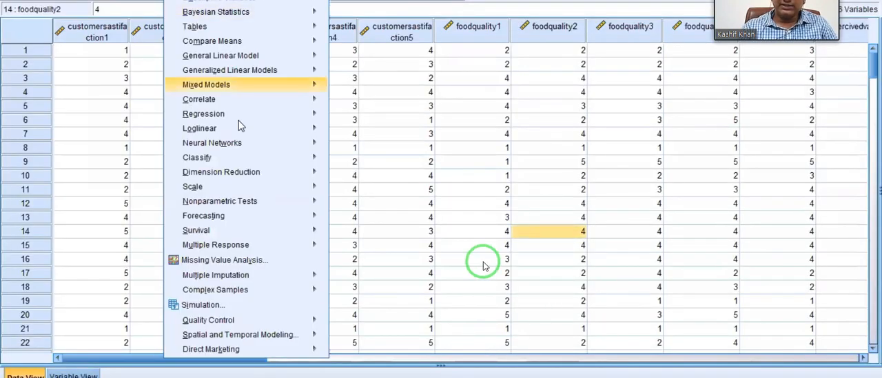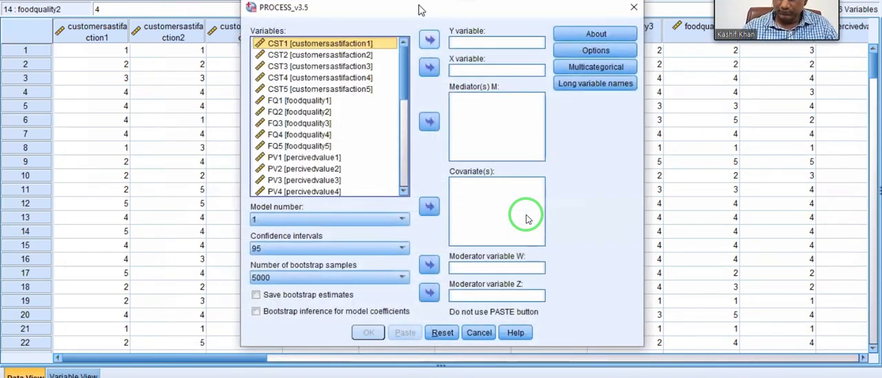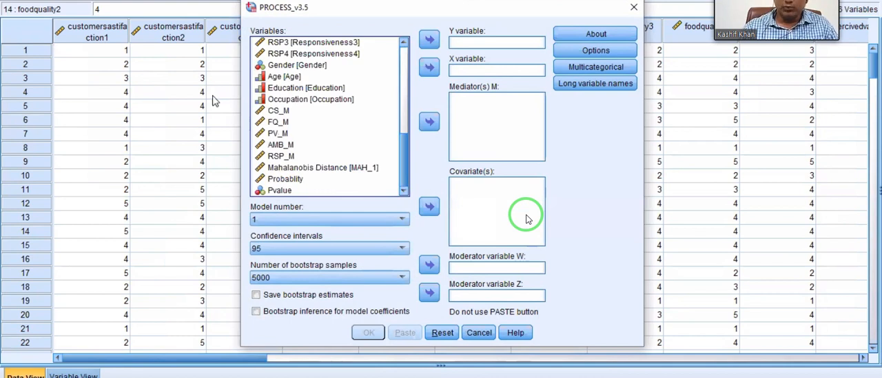Go to Analyze, and I'll be using the same data, again Regression. If you remember, I shared earlier that I have installed a free plugin called Process by Andrew Hayes. I've given the link from where you can download and install it in my slide that I'll be sharing with Dr. Mehdi after this session. So let's open Process. Process looks almost the same as regression.